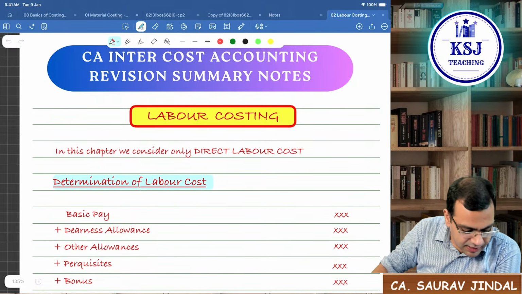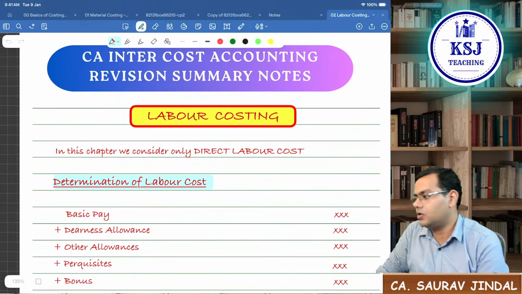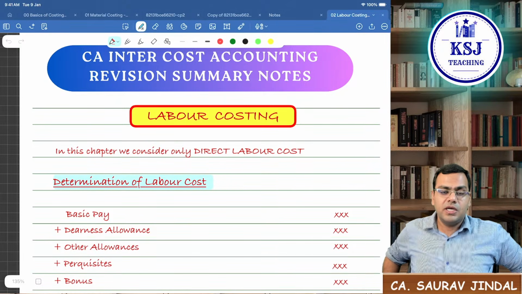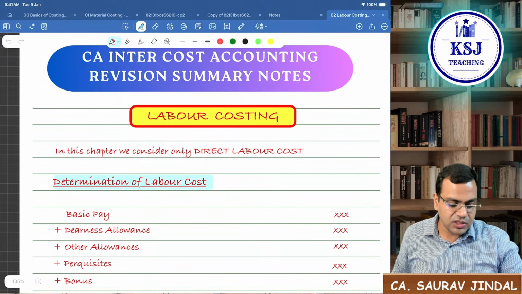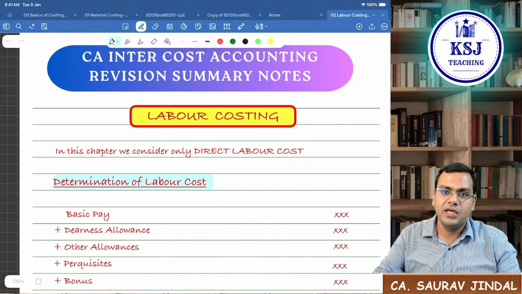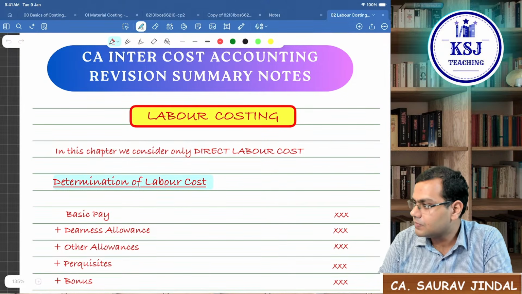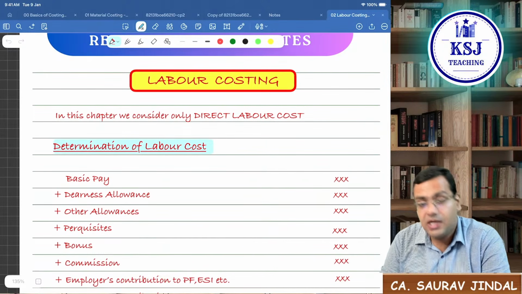Okay, so let's start with this. Now we will be starting with our next topic, that is labor costing. Another important chapter, the second element of the cost. So if you remember, yesterday we covered the elements of cost. In that, the first element that we covered was material. So based on that element, we have covered our material costing, right? After that, the second element that we are having is labor costing.